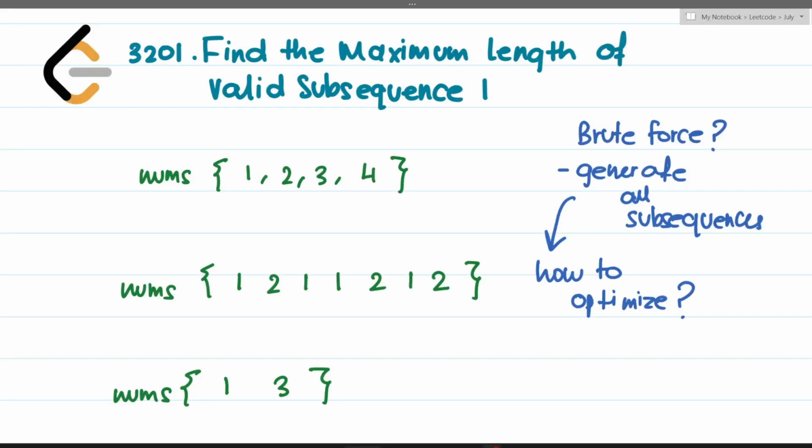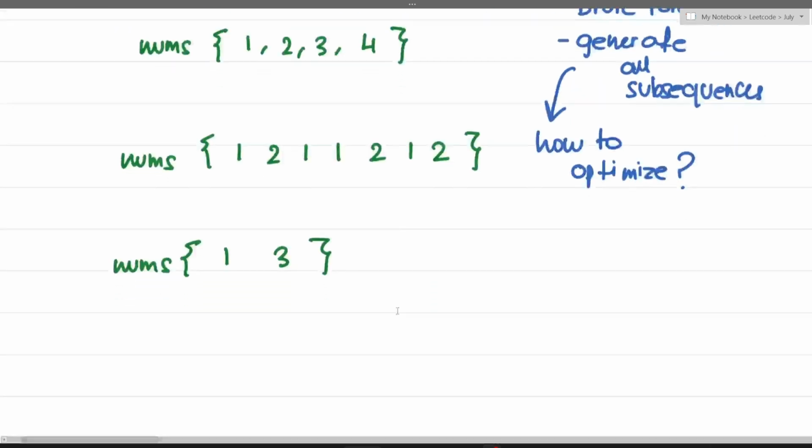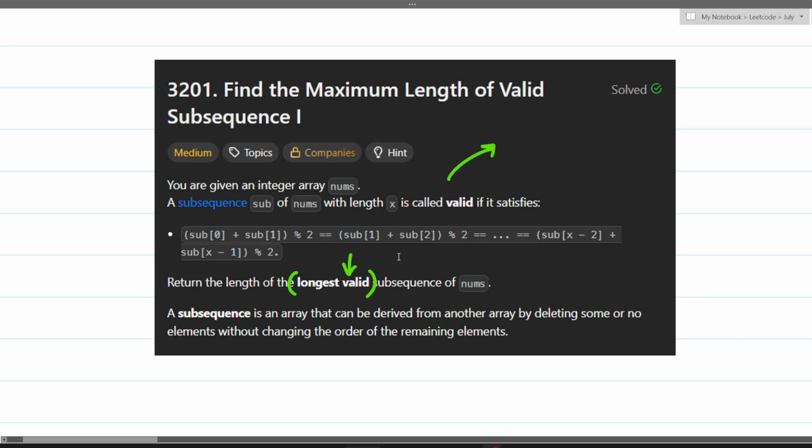Today we are doing Leetcode 3201, find the maximum length of valid subsequence 1. So let's have a look at what the problem statement says. It says you're given an integer array nums. Now what we need to do is return the length of the longest valid subsequence of nums.